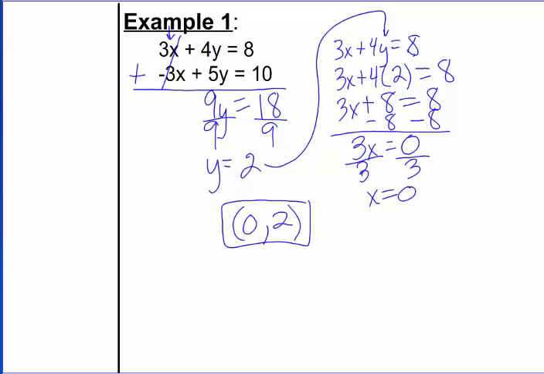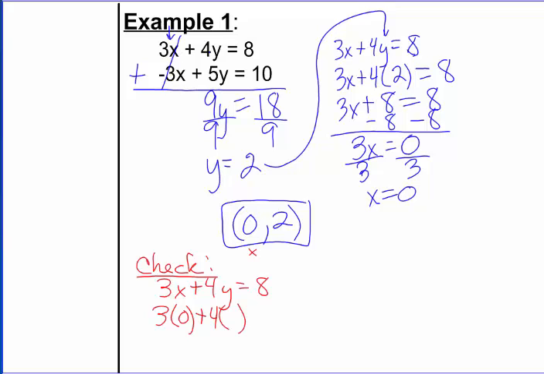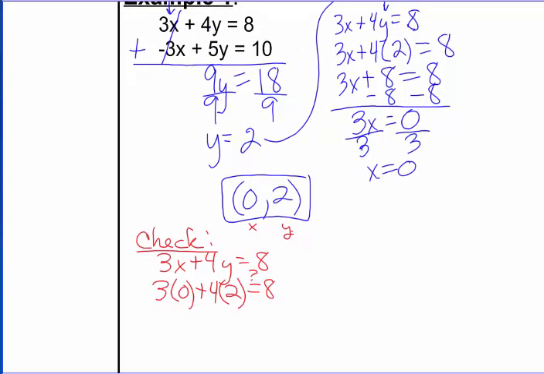Make sure the x value goes first and the y value goes second. Now don't forget to check your solution, and when you check your solution, you have to check it in both equations. So we have 3x plus 4y equals 8. So 3 times the x value is 0, so we're going to plug the 0 in. 4 times the y value is 2, so plug in the 2. And then you're going to check to see if that works. So 3 times 0 is 0, 4 times 2 is 8. 0 plus 8 is 8, so we get 8 is equal to 8. So that one does work.